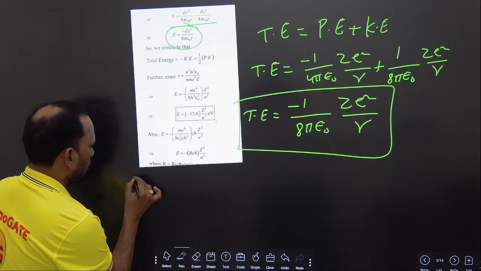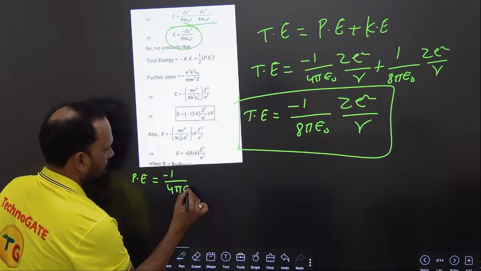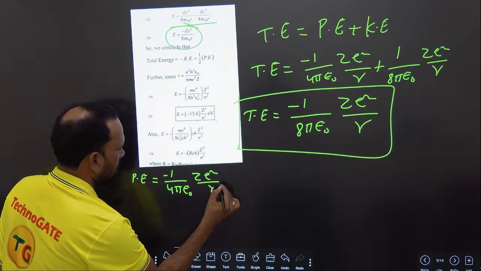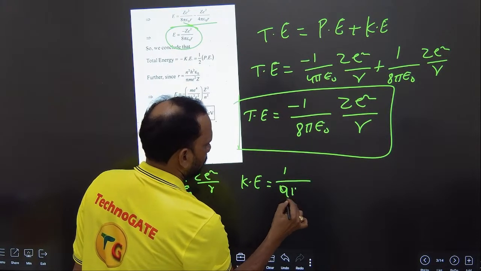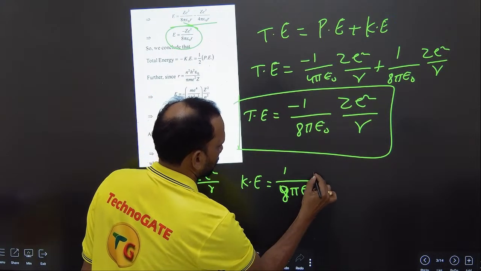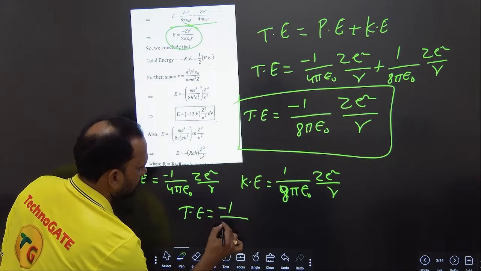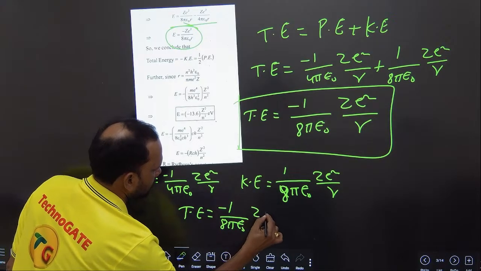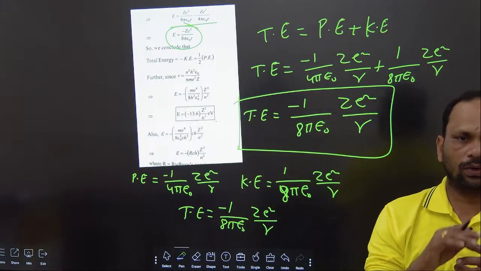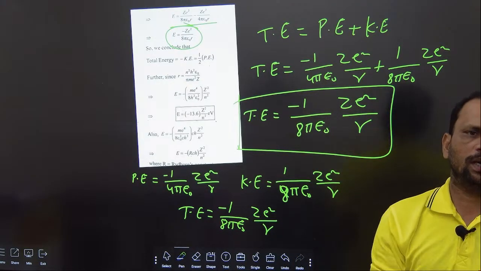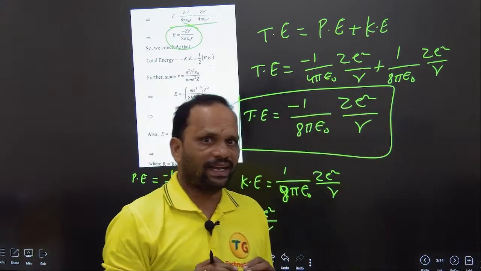So potential energy is equal to minus 1 by 4 pi epsilon naught into Z e square by R. Next, kinetic energy is equal to 1 by 8 pi epsilon naught Z e square by R. Total energy is equal to minus 1 by 8 pi epsilon naught into Z e square by R. Potential energy, kinetic energy, total energy of what? Of the electron, which is rotating around the nucleus in a stationary orbit. It has some particular energy, but it doesn't radiate any energy.